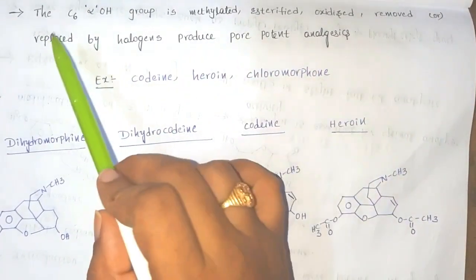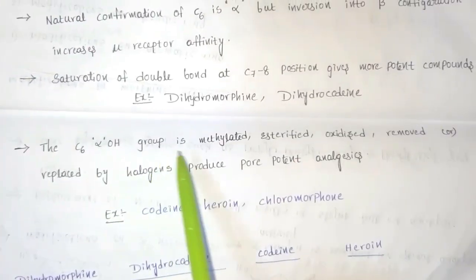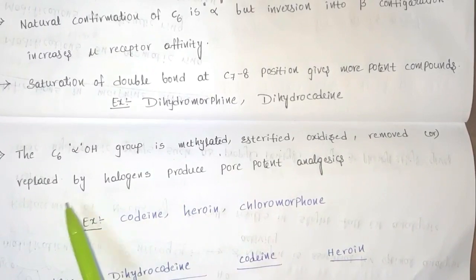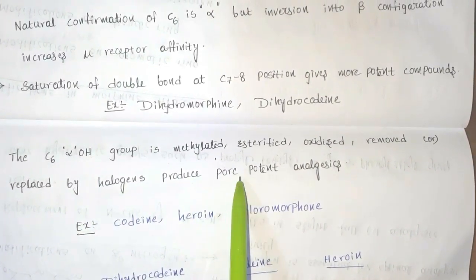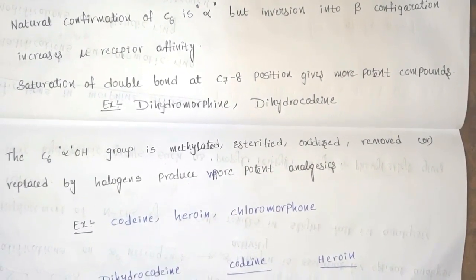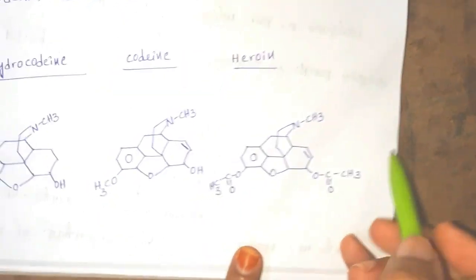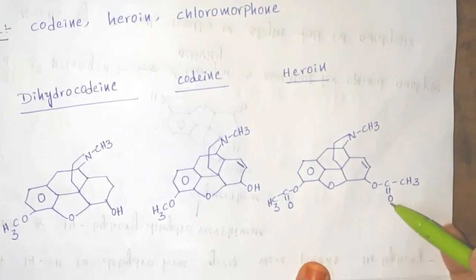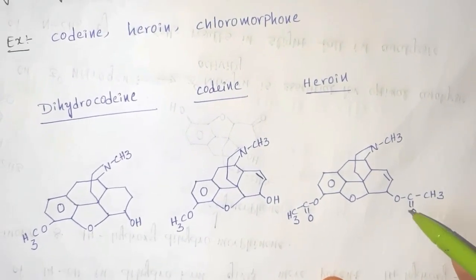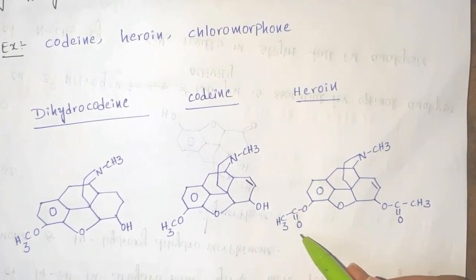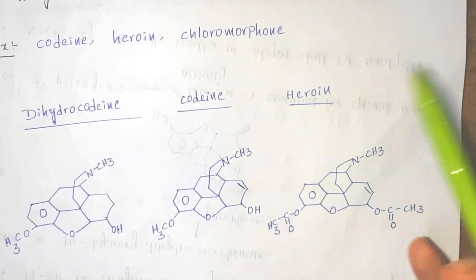Next, when the C6 OH group is methylated, esterified, oxidized, removed or replaced by halogens, it produces more potent analgesics. For example, heroin. In heroin, the 6th position OH group is esterified, and at the same time the 3rd position OH group is also esterified. This is called heroin.